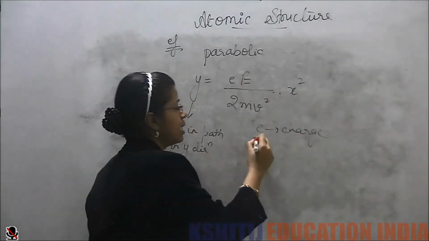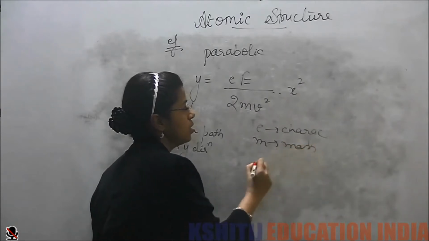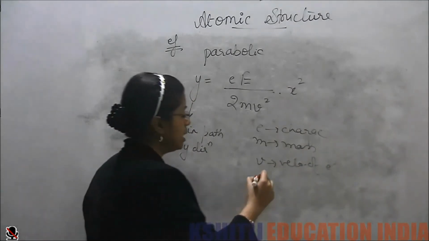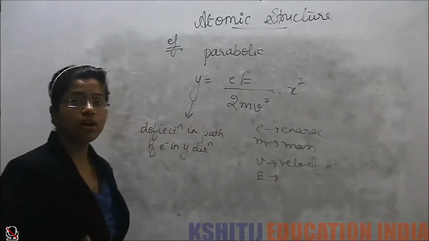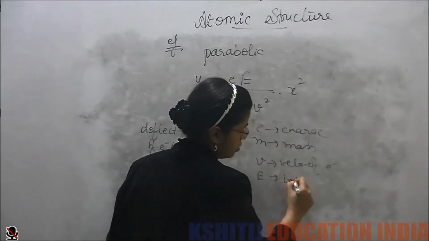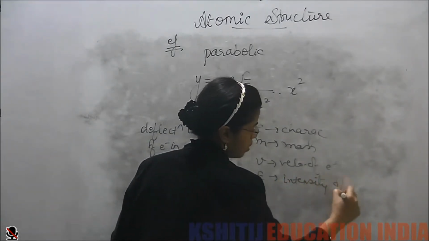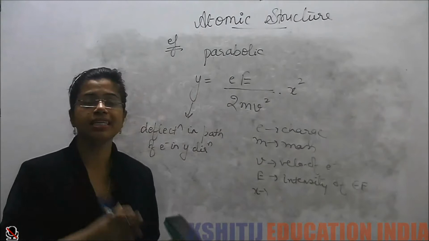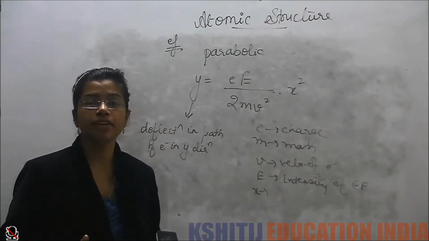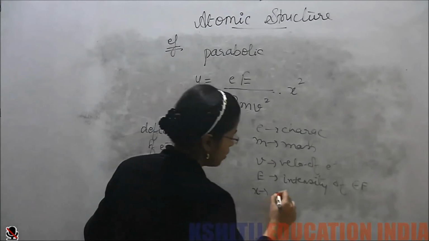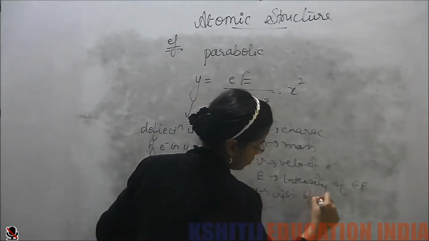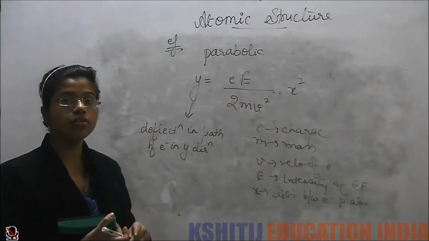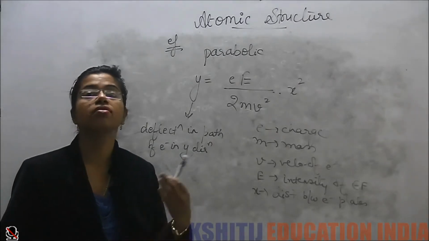small m is the mass of the electron, small v is the velocity of the electron, capital E is the strength of the applied electric field, or you can say the intensity of the applied electric field, and x is the distance between the electric plates within which the electron was moving. Okay. Right. Then he also studied the deflection in case of magnetic field.